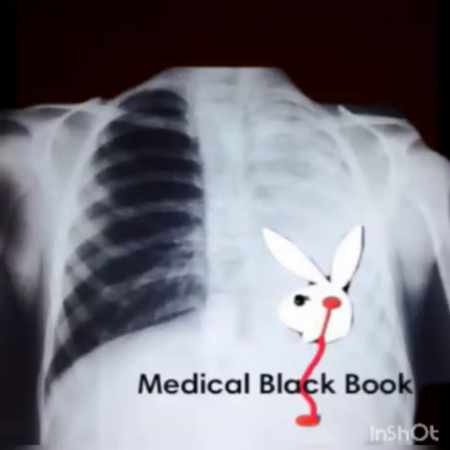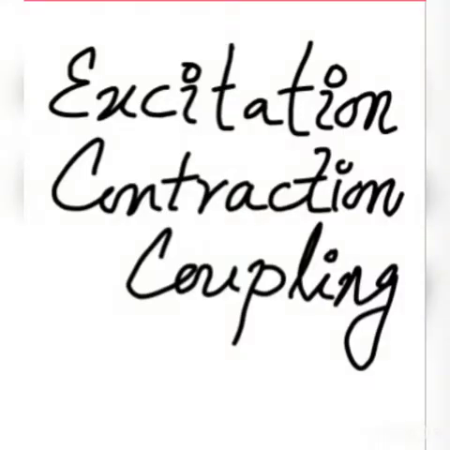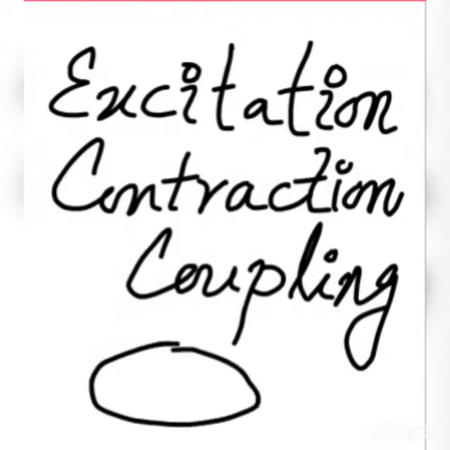Bismillahirrahmanirrahim. Our topic for today is excitation contraction coupling. The term refers to the mechanism by which an action potential, passing through the cardiac muscle, causes the myofibrils inside the cell to contract. Now, how is this possible?